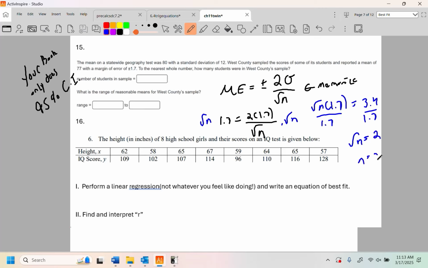Two, so n is going to be 2 squared, which is 4. I just felt so wrong that it turned out to be that small. They sampled 4 kids. All right, so what is a reasonable means of West County sample? What we do is we do the mean plus or minus the margin of error. So 80 minus 1.7 is on the left, which is 78.3, and 80 plus 1.3 is on the right, which is 81.3.